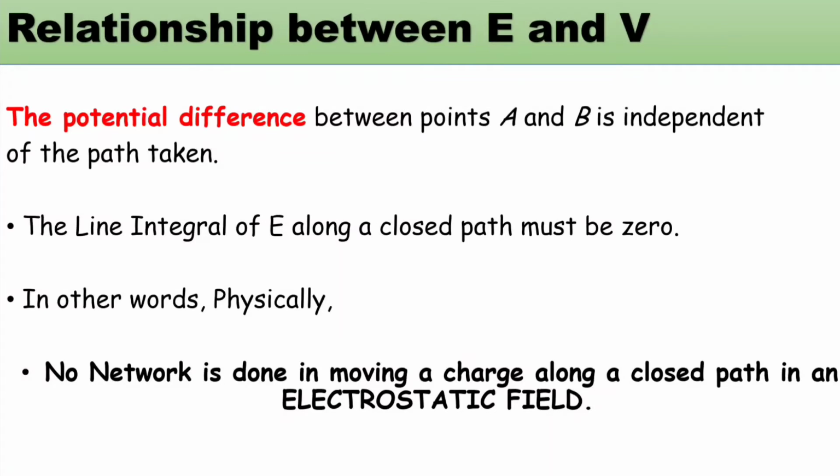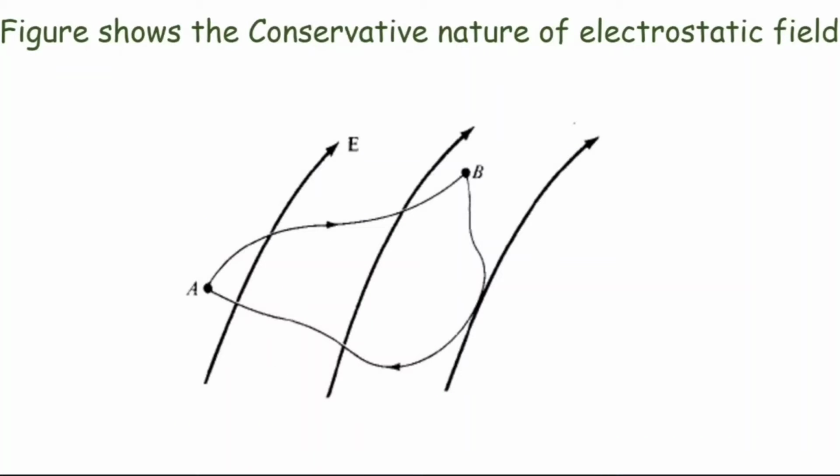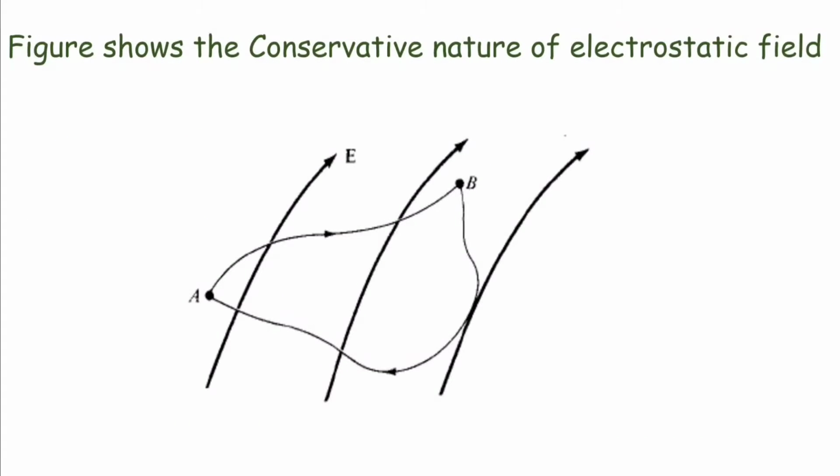So this can be analyzed in other words as no net work is done in moving a charge along a closed path in any electrostatic field. That means in moving a point charge from one point to another point in a closed path, in this process no net work is done. So in this figure let us say we have 2 points, point A and point B, and when moving from point A to point B, the electric field which is produced in one particular direction is shown in the figure. This figure shows the conservative nature of electrostatic field.